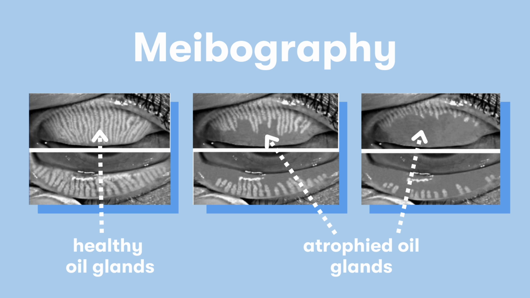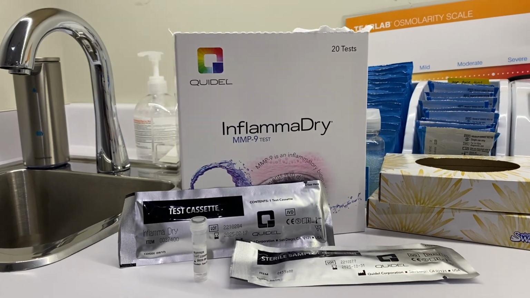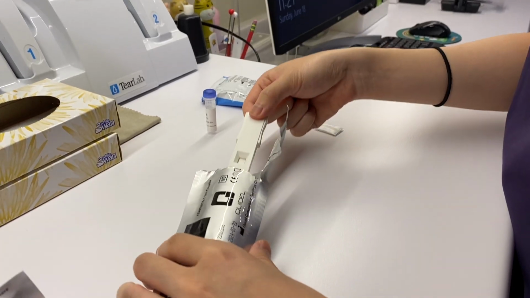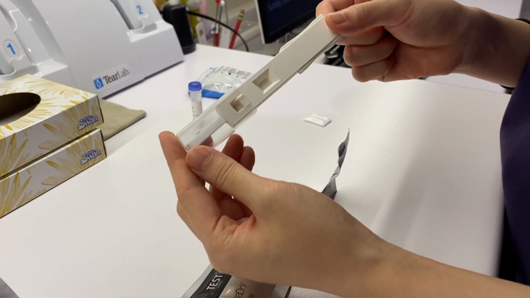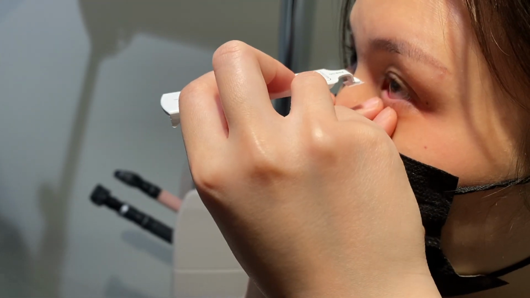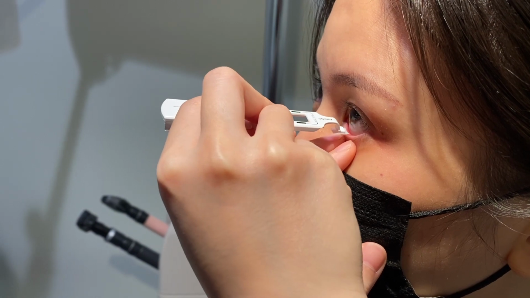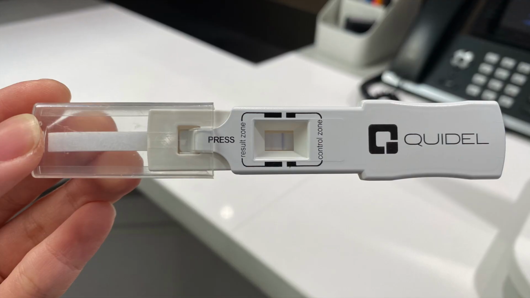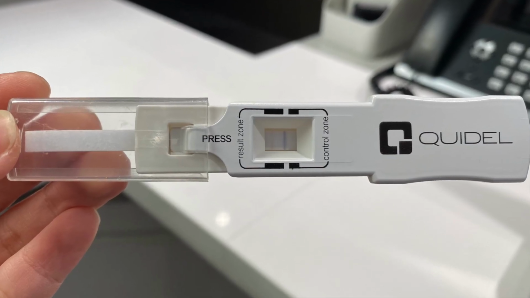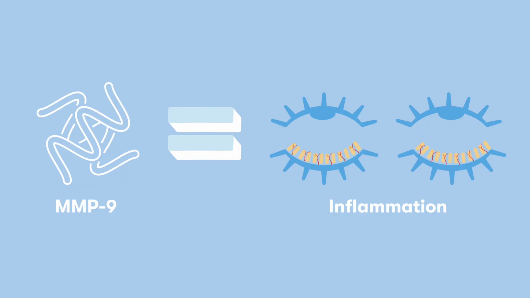The next test is the Inflammidry test. This simple-looking test stick is similar to a pregnancy test. The device samples a tiny amount of tears and detects whether you have an inflammatory protein, MMP9, in your tears or not. This is an important test because this protein is often found in the tears of patients with dry eyes and is an indication that inflammation is actively occurring.